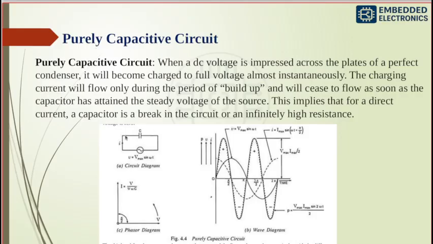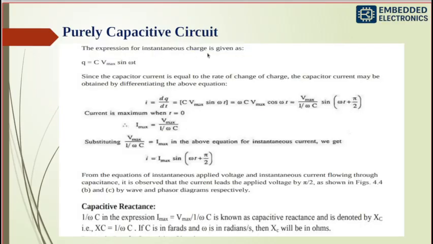So here we have a capacitor and current is flowing, and we have voltage V equals V max sin omega t. The expression for instantaneous charge is given as Q equals C V max sin omega t. Capacitor current I is equal to the rate of change of charge. So the capacitor current may be obtained by differentiating this Q equation, the derivative of Q with respect to time. Now substitute the Q value here.